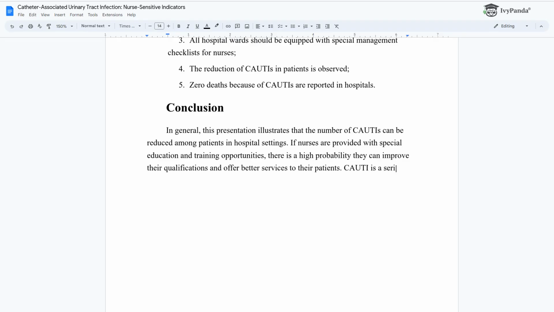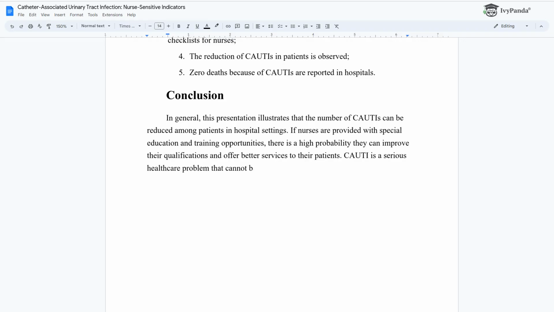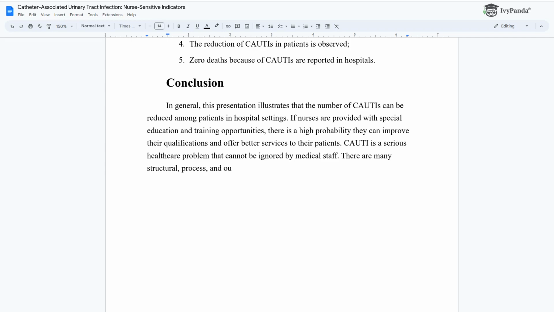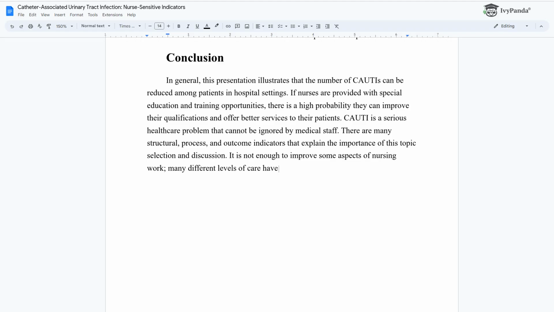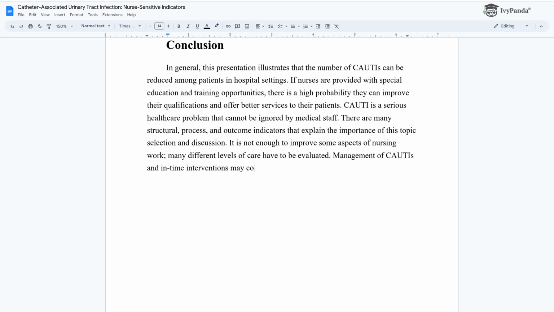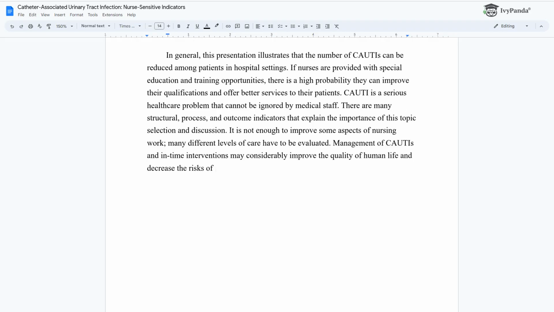CAUTI is a serious healthcare problem that cannot be ignored by medical staff. There are many structural, process, and outcome indicators that explain the importance of this topic selection and discussion. It is not enough to improve some aspects of nursing work. Many different levels of care have to be evaluated. Management of CAUTIs and in-time interventions may considerably improve the quality of human life and decrease the risks of death due to CAUTIs.